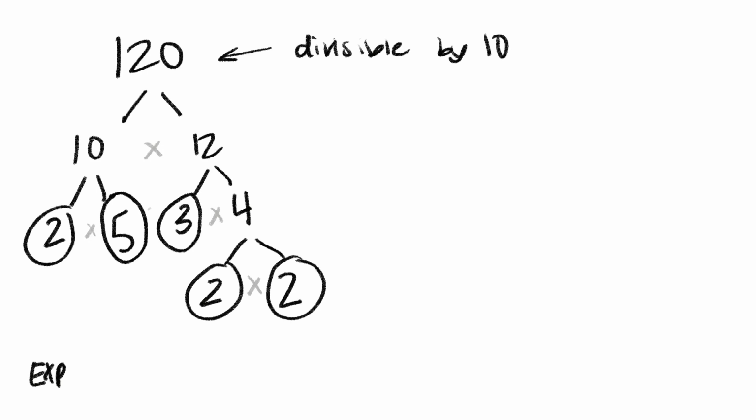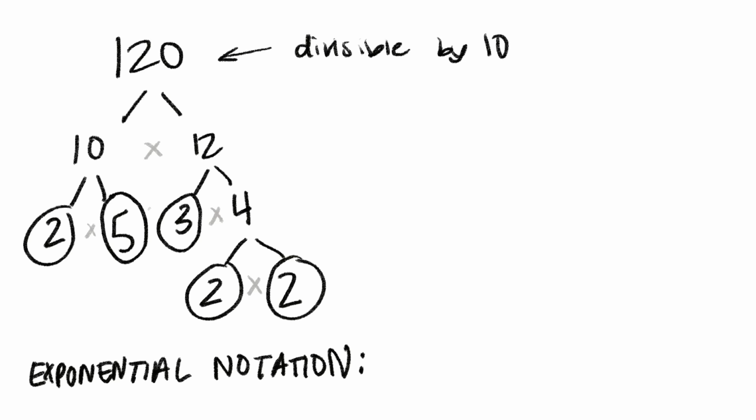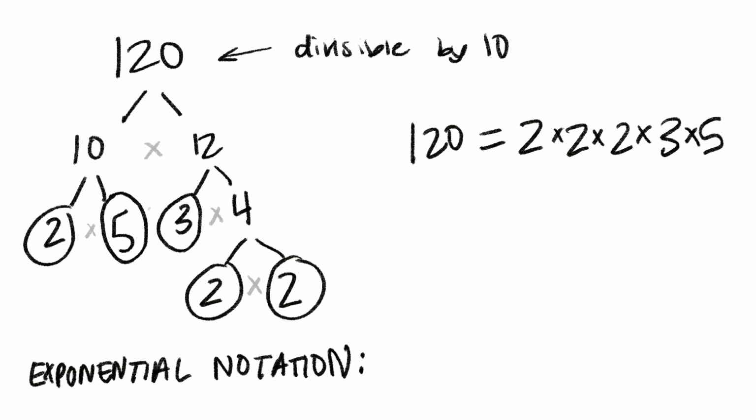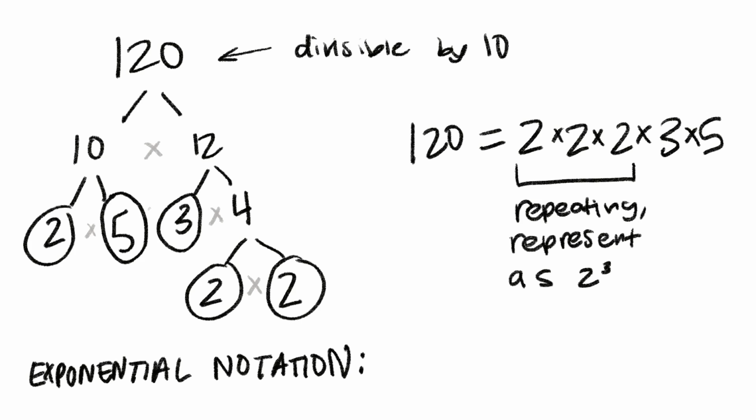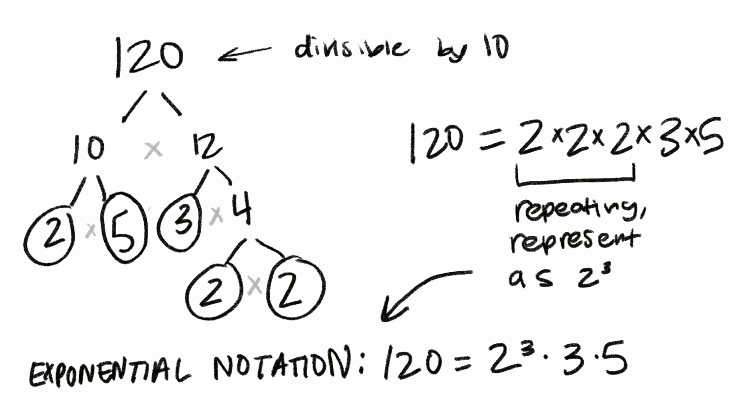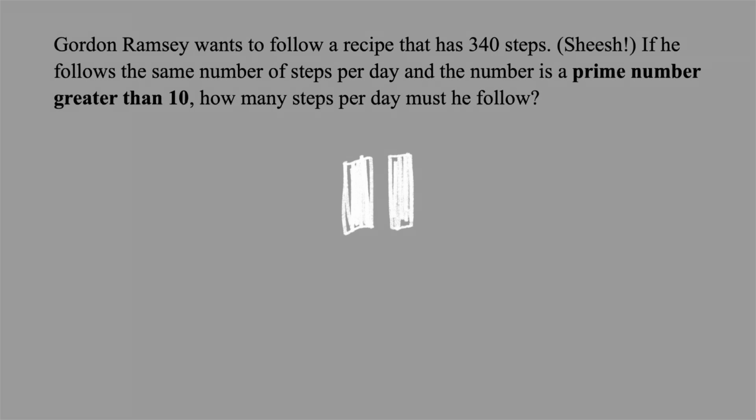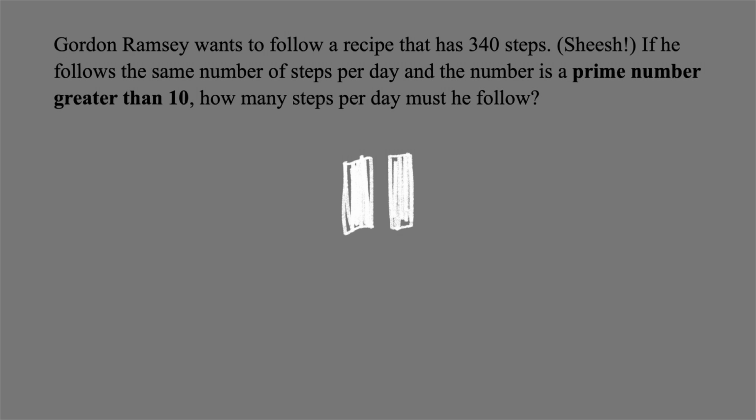We can also use exponential notation whenever there's more than one of the same prime factor. You see, our prime factorization is currently 120 is equal to 2 times 2 times 2 times 3 times 5. To write in exponential notation, because this chunk is equivalent to 2 to the third power, by using exponents, we can tidy up our answers by writing 120 is equal to 2 to the third power times 3 times 5. And we're finished.